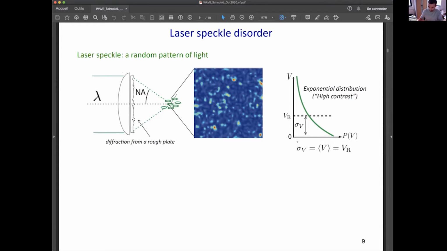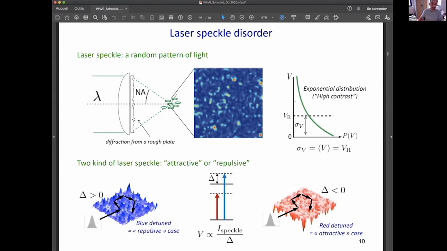Here it is translated into potential and not intensity, because we can translate this intensity pattern directly into a potential for the atoms just by shining light which is rather far detuned from an atomic resonance. Depending on the detuning, the potential scales directly proportional to the intensity and divided by the detuning. If delta, the detuning, is positive, we call it blue detuned or repulsive potential, because then we create random barriers for the atoms. We can also play in the inverse case, where the bright spots transfer to wells, which is the red detuned case, which we call the attractive case.